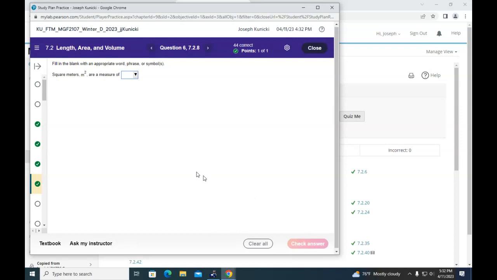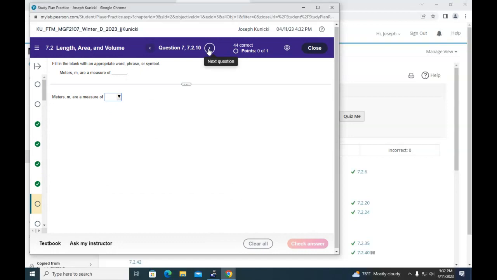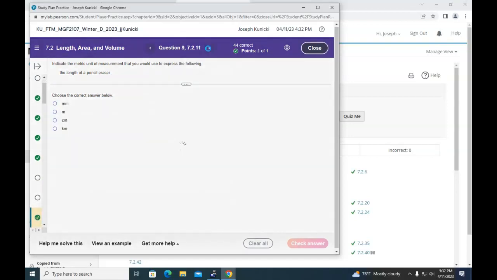Let's see, number 17. The distance between the 2 mountaintops. Which one would you use?